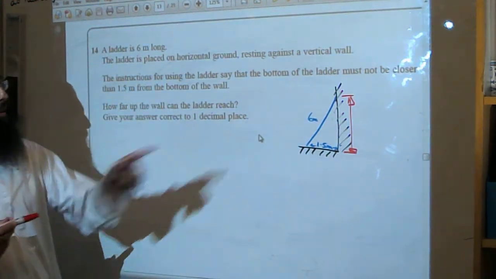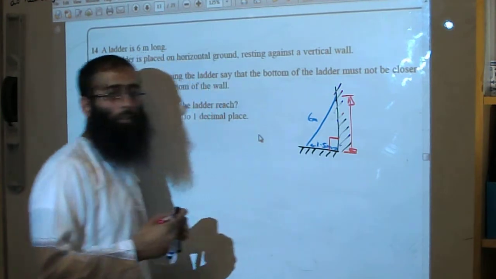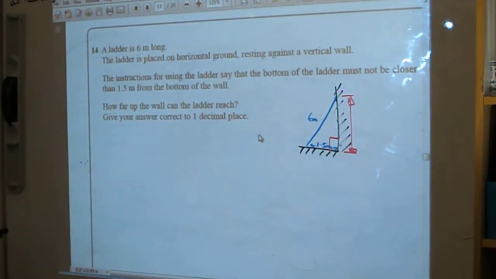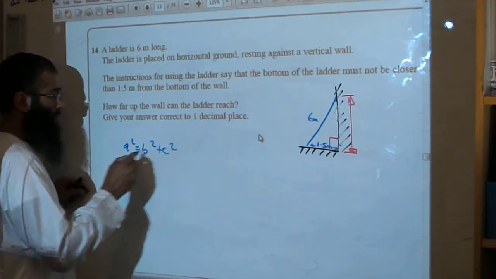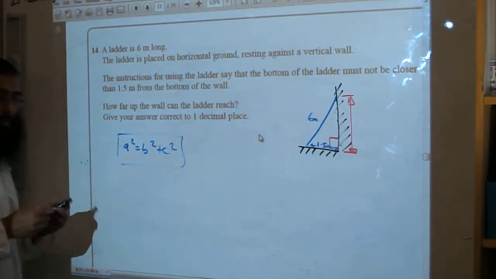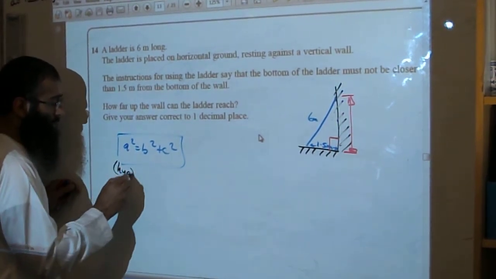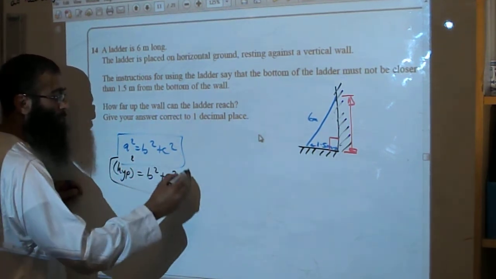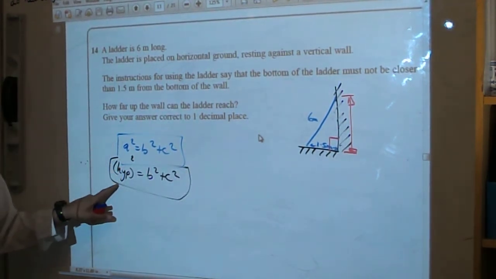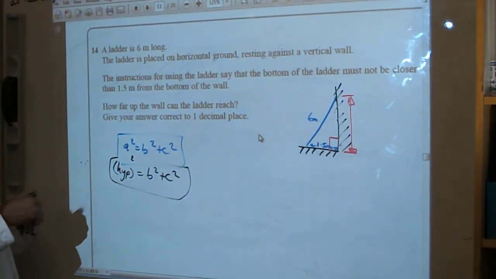Now, what kind of triangle do we have here? This is called a right angle triangle. What technique can we use? Pythagoras theorem. So we say a squared is equal to b squared plus c squared. That's one version of the formula. I always like to rewrite it: hypotenuse squared is equal to b squared plus c squared. That's to be more specific, that the a value is always going to be the hypotenuse. So what is the hypotenuse here? 6.